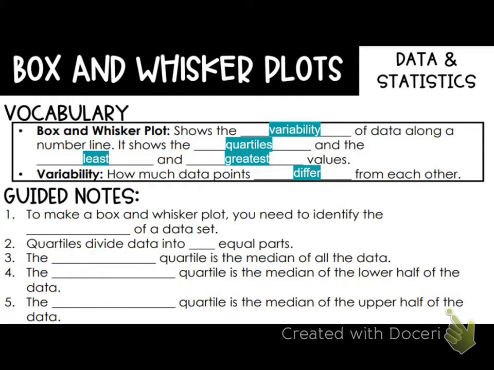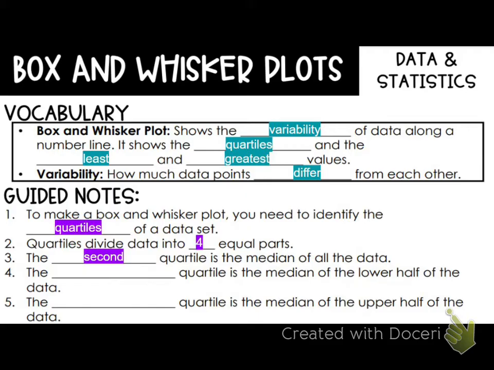So quartiles means that we split the data into 4 pieces. So to make a box and whisker plot, you need to identify the quartiles of a data set. So the quartiles divide the data into 4 equal parts. Like I said, quartiles sounds like the word quarter, which means 4. The second quartile is the median of the data. So we've been finding the median of a data set.